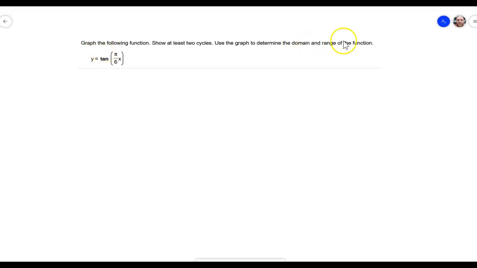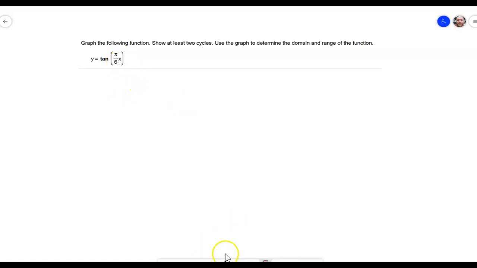Today we're going to look at the graph of the tangent function. The problem says, graph the following function, show at least 2 cycles, and use the graph to determine the domain and range of the function. Here we have y is equal to the tangent of pi over 6x.